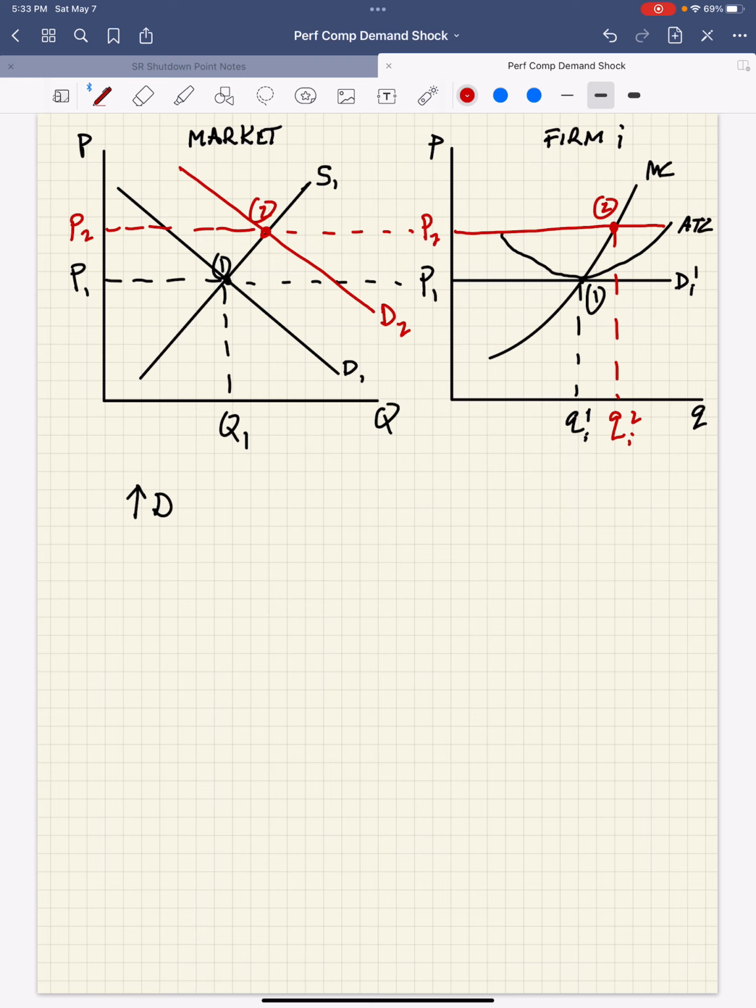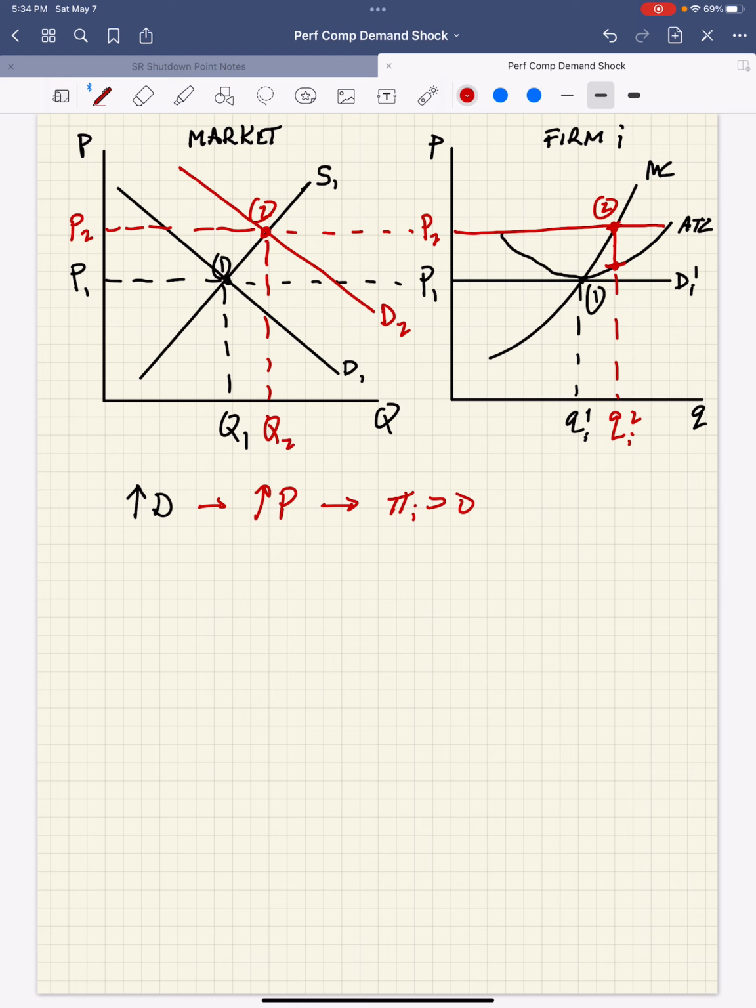So our increase in demand increases price, and for the individual firm, price is now above average total cost, and we're generating positive profits for each firm, right? So we see that gap here, price at P2 above average total cost at quantity Q_i2. And to match on the left, big Q2, right, will be here.